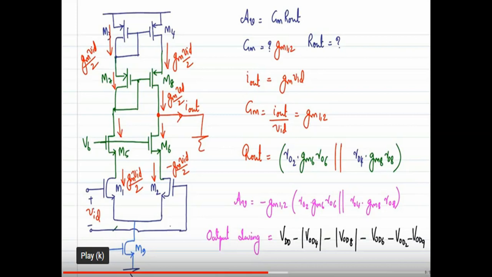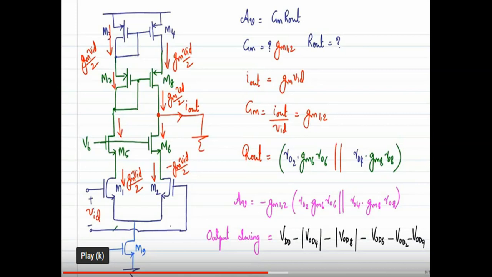So minus VOD6. Then M2, VOD2. Then what about our VOD9? That is our current source. That current source is replaced by a transistor named M9, so it is VOD9. So the output voltage swing of the single-ended telescopic op-amp is VDD minus modulus of VOD4, minus modulus of VOD8, minus VOD6, minus VOD2, minus VOD9. Okay, so this is the output voltage swing of a single-ended telescopic op-amp.